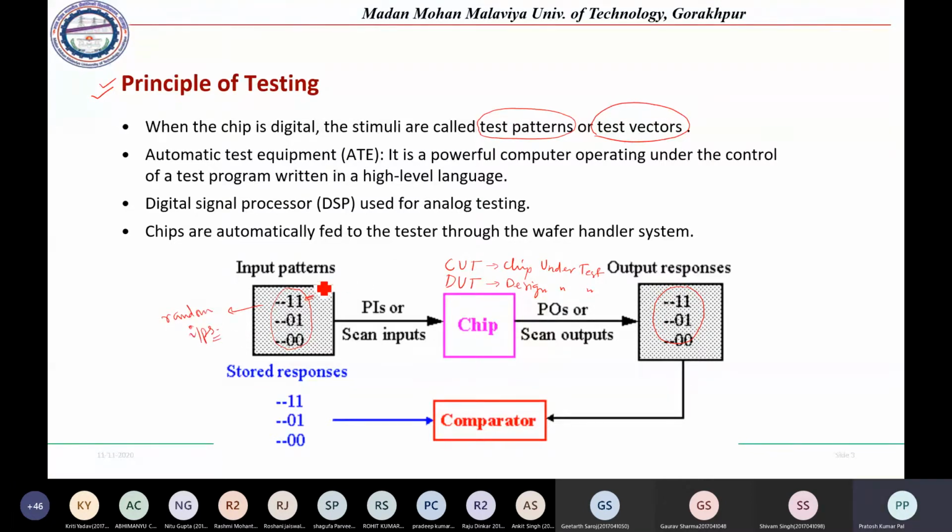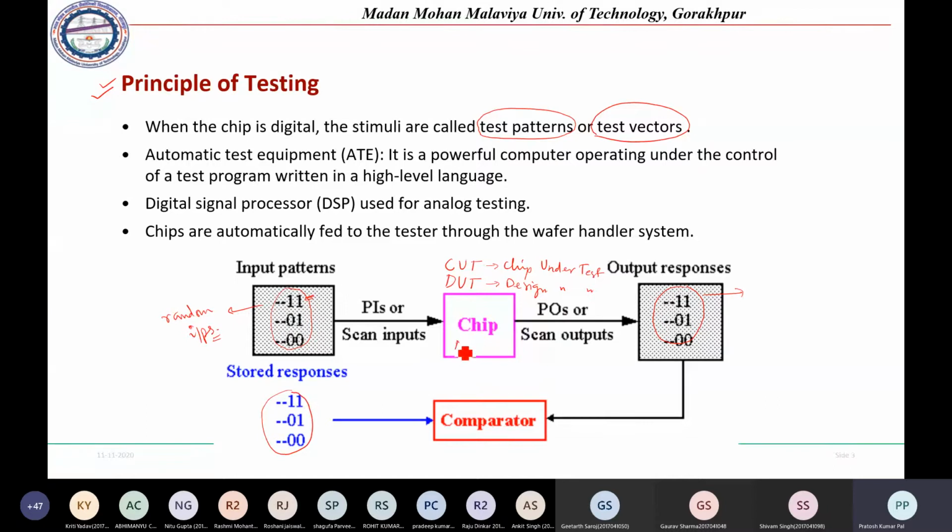So these are the random inputs. Whatever random inputs we provide to a chip, with respect to that we get some response, that output. This output that we are getting should be compared with the original stored response.